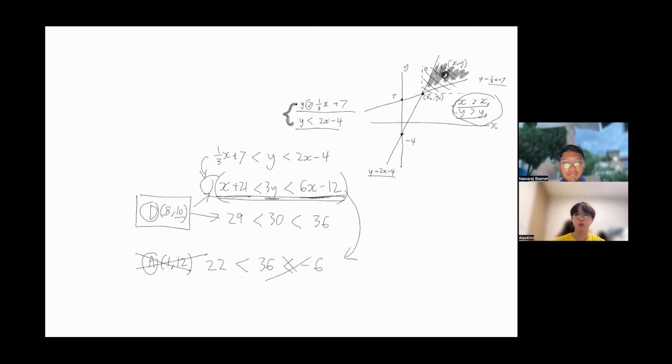So do you have any questions regarding this equation part, the paper part? No, sir. No? Okay, so then we will move on.